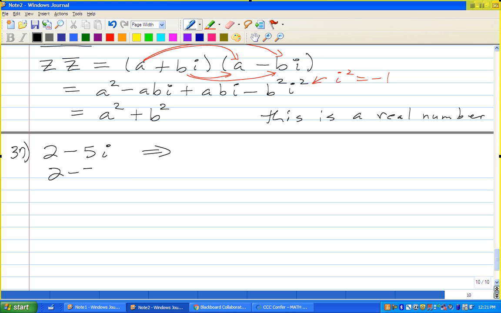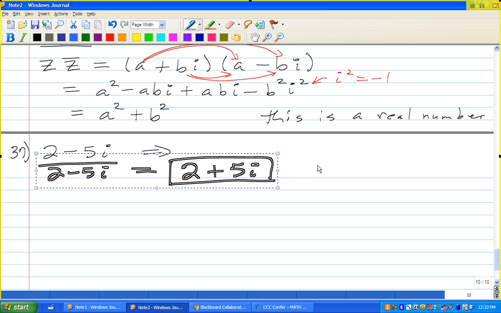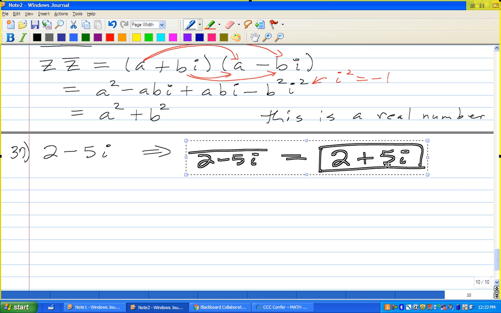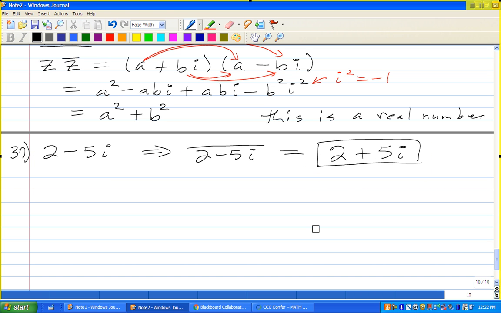And so let's find the complex conjugate. The complex conjugate will just equal the same real part, but I change the sign of the imaginary part. And so the complex conjugate of 2 minus 5i, oh, I don't like that location. Let me move this over because it looks like I'm dividing. Okay, yeah, I like that much better. So the complex conjugate of 2 minus 5i is just 2 plus 5i. So you just change the sign of the imaginary part.